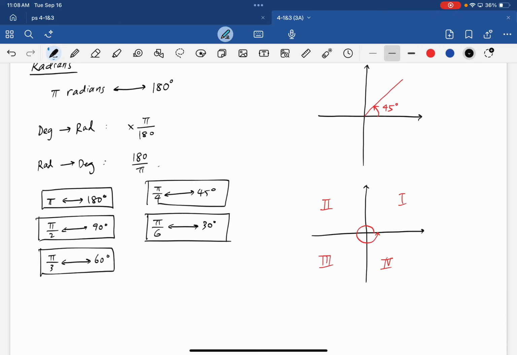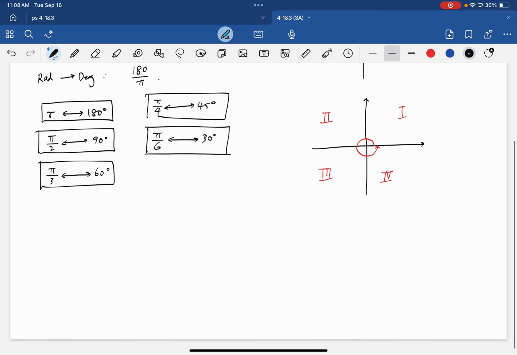Okay, and the reason why we want to memorize these is because they're the most common multiples of radians that we're going to encounter. Okay, do we have these memorized? Yes? Thank you. Photographic memory.